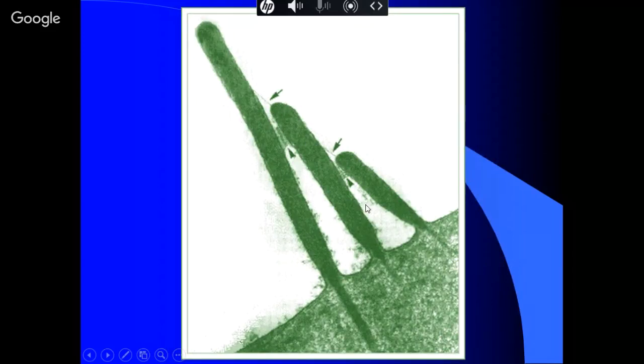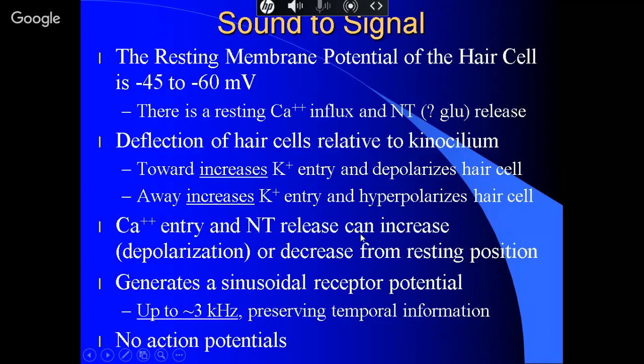So these are cilia of a single hair cell. They are all connected to one another in multiple ways, not only with the tip link, but with other desmosomal-like structures. All right. This is physiology, not histology. So let's look at the resting membrane potential of the hair cell, which is our transducer cell.